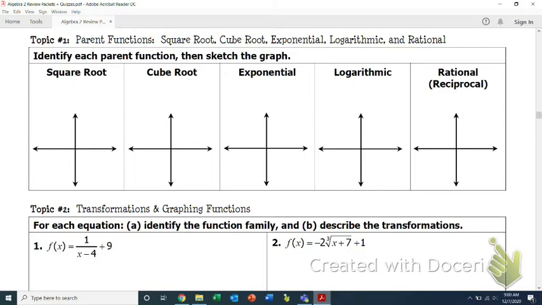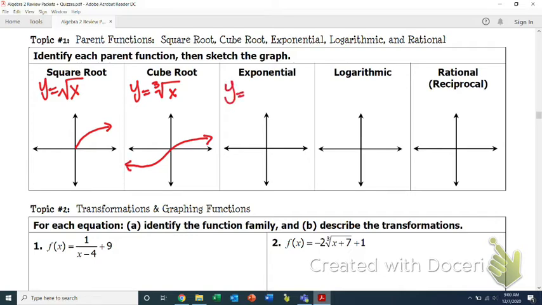All right. So first, we need to be able to recognize these graphs. Square root is an eyebrow. A cube root has the little 3 right here. If you just graph the cube root of x, you will get something that looks like this.